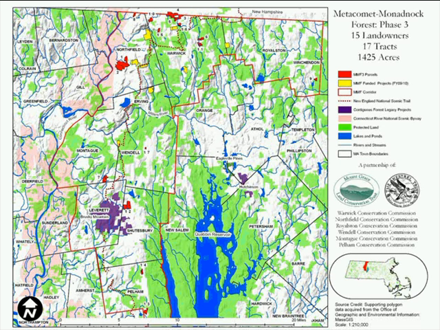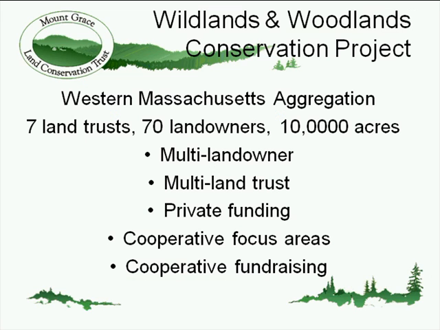So then the example that is different: we have mostly the state-funded Tully Initiative and multiple Forest Legacy projects, and the Wildlands and Woodlands Conservation Project aims to be primarily privately funded. It's the first effort to complement the significant increase in public funding with private dollars. And this is a project that's underway. 7 land trusts came together, brought together 70 landowners, 10,000 acres. So here we have a multi-landowner, multi-land trust collaboration. And we have cooperative focus areas and are doing cooperative fundraising.